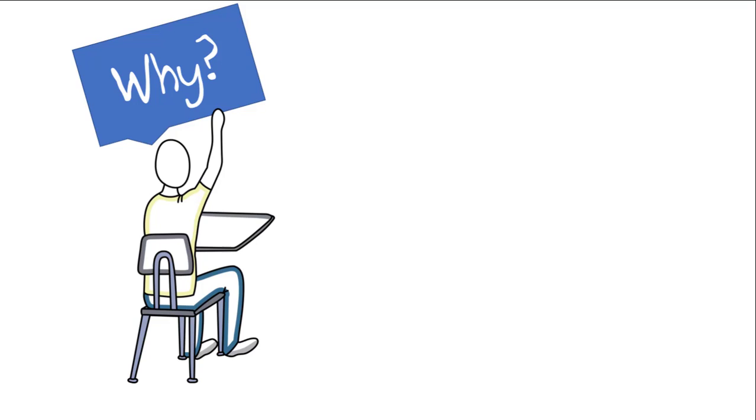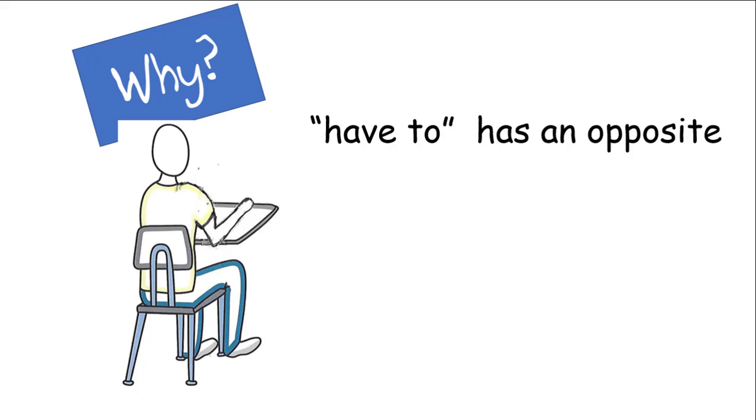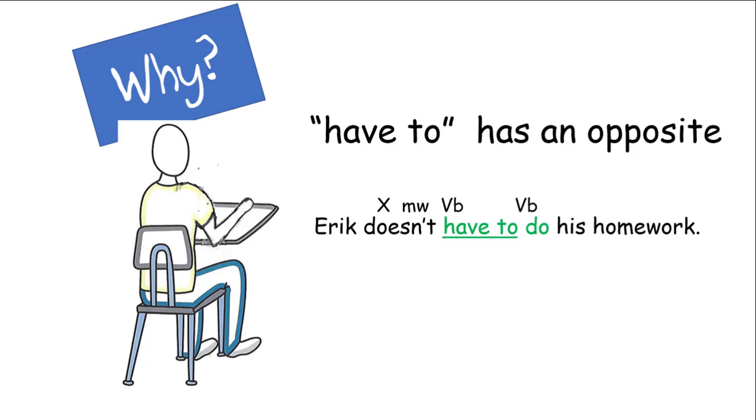Why else is have to more common? Have to has an opposite. Eric has to do his homework. Use a mouse and the word not, and you have a sentence that means the opposite. Eric doesn't have to do his homework. But if you add not to must, it has a different meaning.